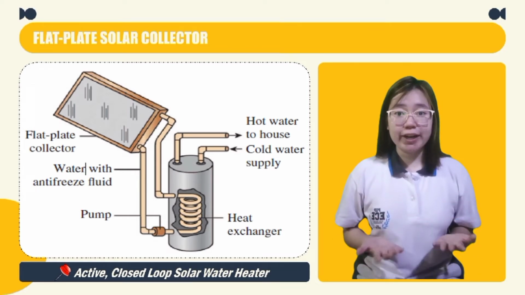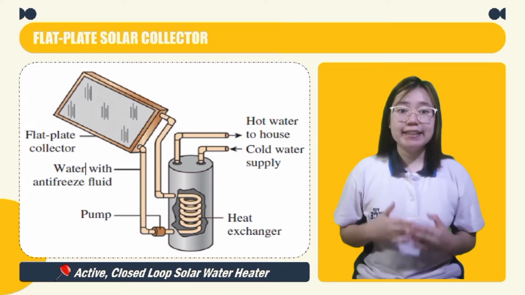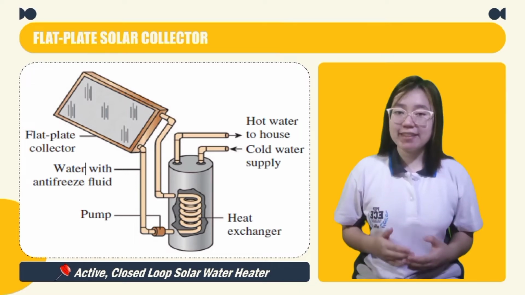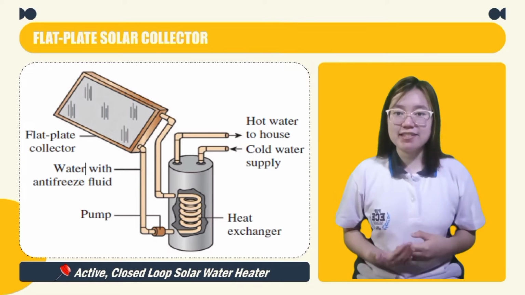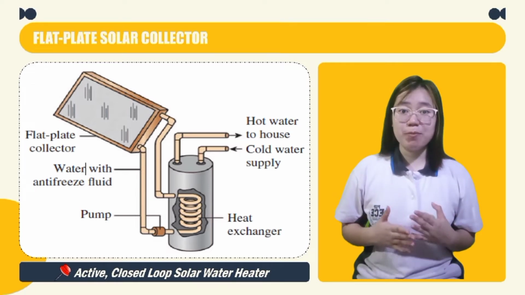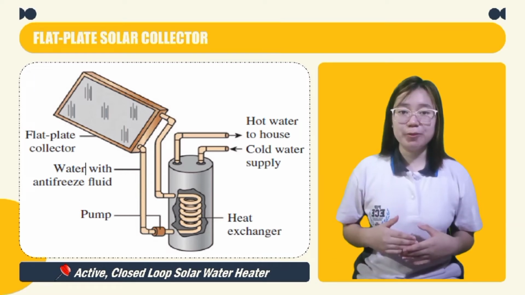So how does it work? The water with antifreeze fluid is heated in the collector. It gives up its heat to water in a heat exchanger. Then, the resulting hot water is used in the residence. When solar energy is not available, this system still works through the use of an electric resistance heater.